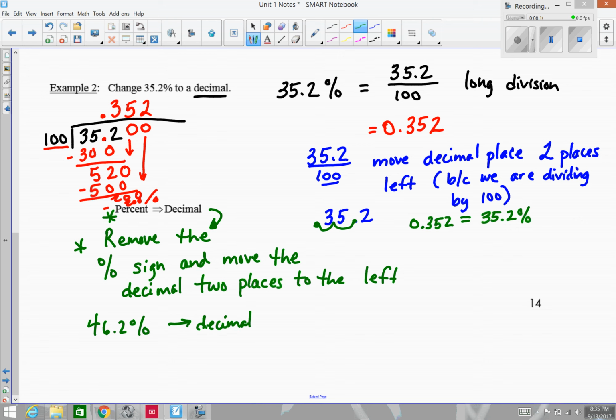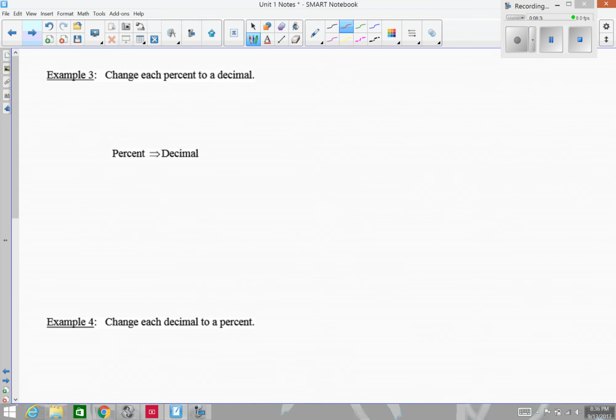Following my rules, I'm going to remove the percent sign and just write 46.2, and then I'm going to move the decimal two places to the left. So 46.2% is equivalent to 0.462 as a decimal. Okay, let's go ahead and turn our page and look at some examples now.